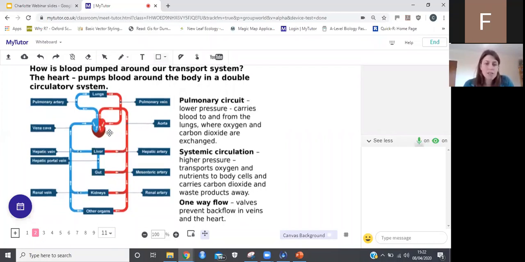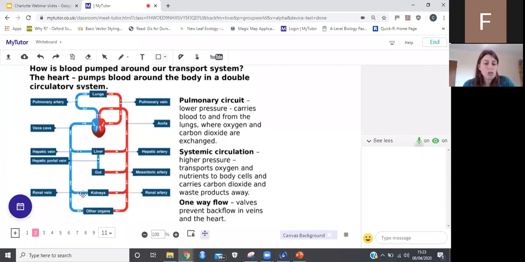The next step that the blood takes is to go around the systemic circulation. So this is the second part of our double circulatory system. In the systemic circulation, blood leaves the heart in the aorta, which is an artery, and travels down to the rest of our body through the hepatic artery to the liver, the mesenteric artery to our gut, the renal artery to our kidneys, and through further blood vessels to other organs. Anything in red on this diagram is an artery. This side here.